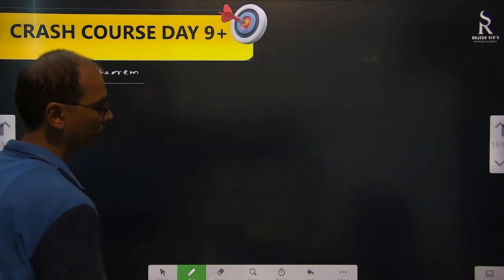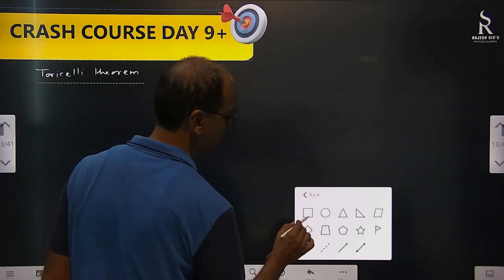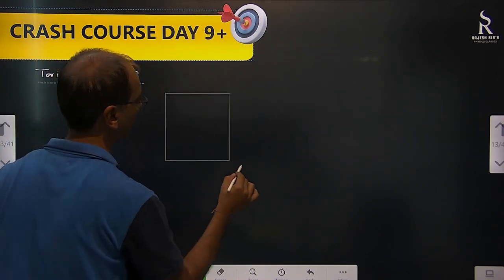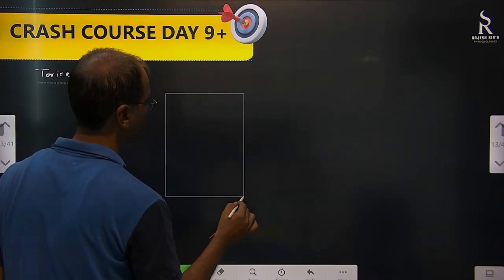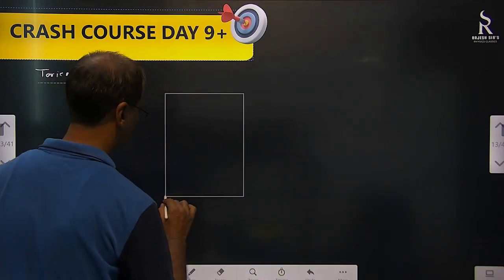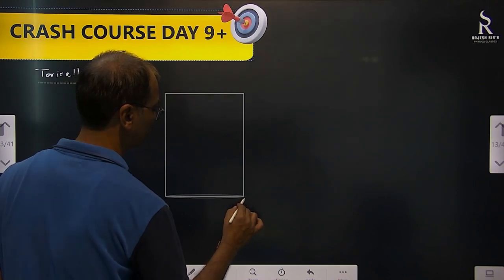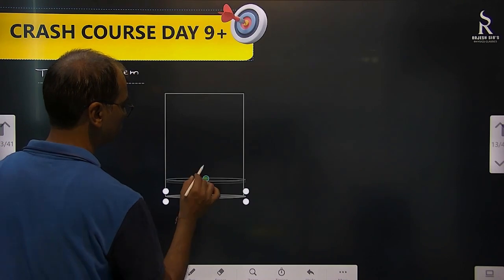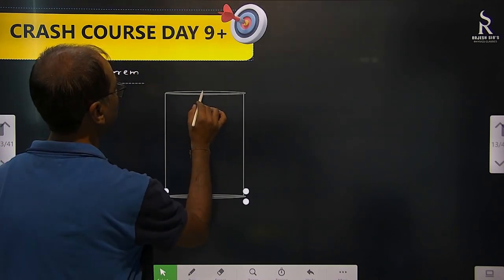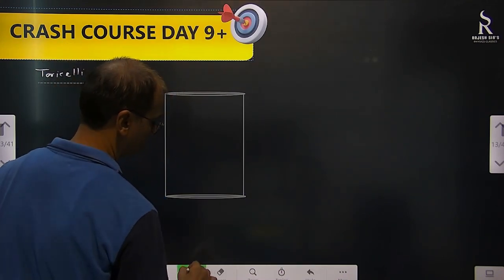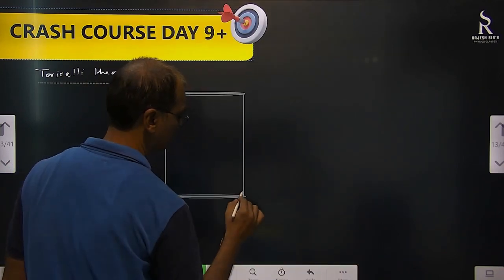Okay. Then what is there? Torricelli theorem. Now Torricelli theorem talks about if there is a hole in a container. Suppose this is a container we have. And in this container we have a hole. First of all, let me make the container. This is our container. Okay, now in this one there is a hole. So here we will make a small hole. Here is a hole.